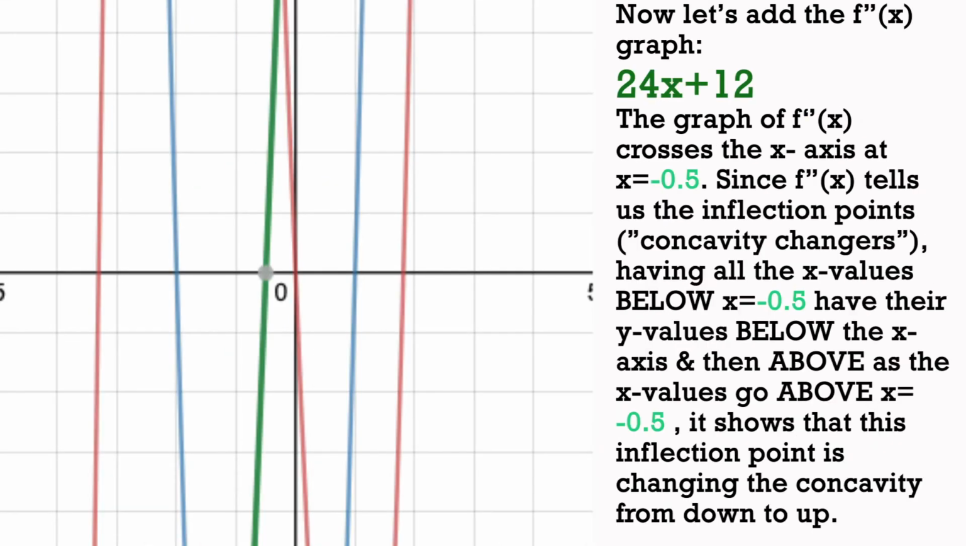Now let's add the second derivative graph, 24x plus 12. The graph of the second derivative crosses the x-axis at x equals negative 0.5. Since the second derivative tells us the inflection points are concavity changers, having all the x values below x equals negative 0.5 have their y values also below the x-axis, and then above as the x values go above x equals negative 0.5, it shows that this inflection point is changing the concavity from down to up.